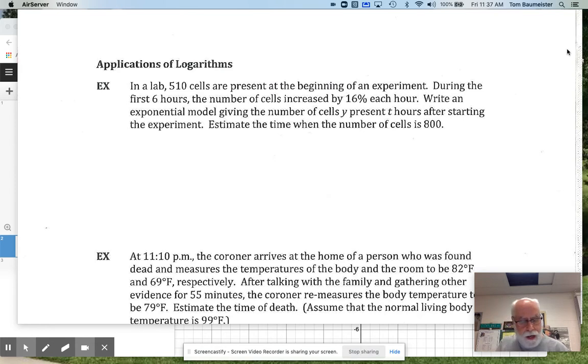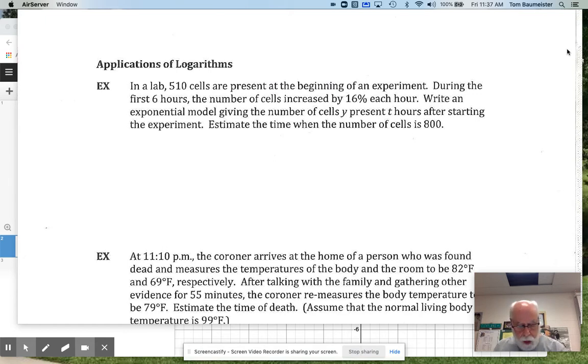So in a lab, 510 cells are present at the beginning of an experiment. During the first 6 hours, the number of cells increased by 16% each hour. Write an exponential model giving the number of cells Y present T hours after starting the experiment. Estimate the time when the number of cells is 800.